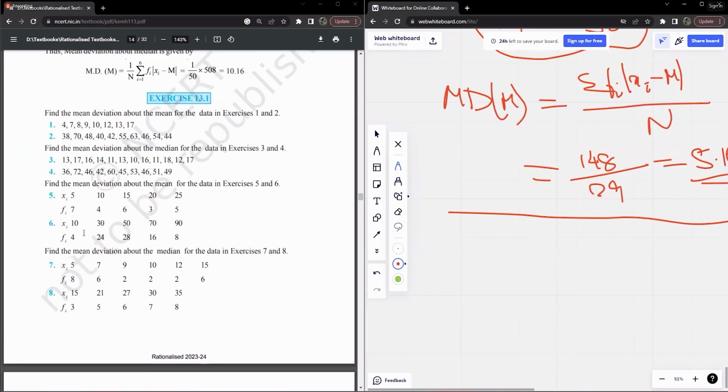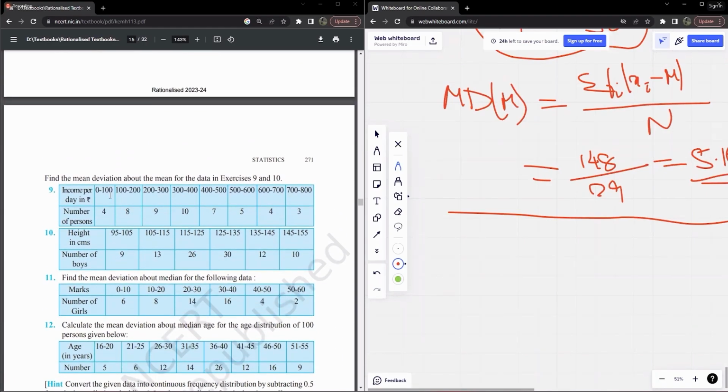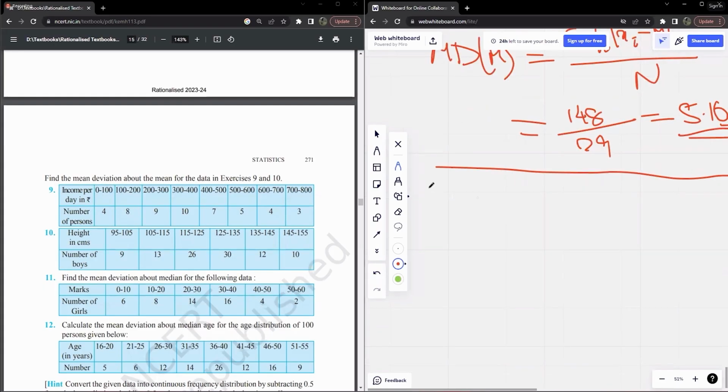NCERT was kind to us. Here, NCERT is not kind, right? We have the classes themselves from which you have to find out the xi's and then we have to do things. Remember that if you have classes like this, xi is basically the lower plus higher divided by 2. Fine. So question number 9.